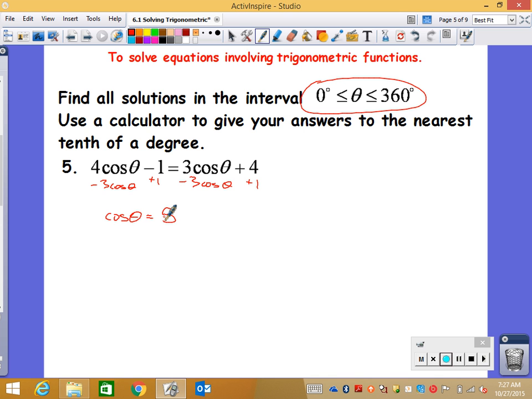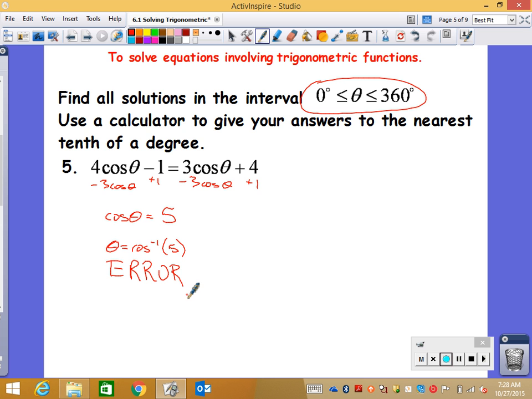So I'm left with 1 cosine theta is equal to 5. Now, if you were to go to your calculator, take the inverse cosine of both sides, I get theta is equal to inverse cosine of 5. You are going to get an error. Your calculator will say error, or domain error, or whatever. That is because there is no solution here.